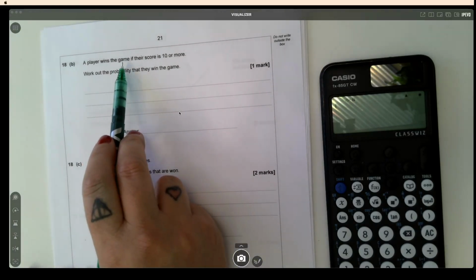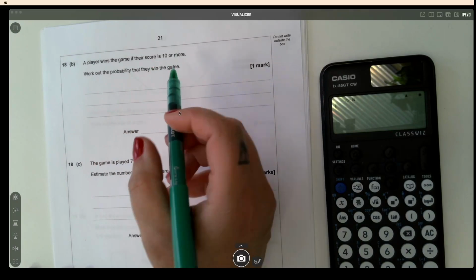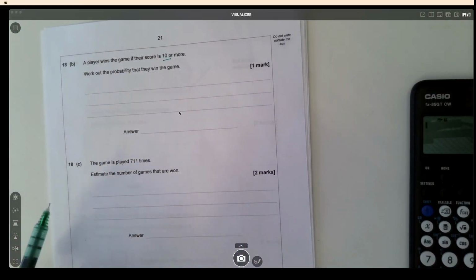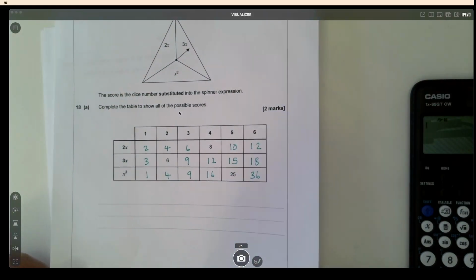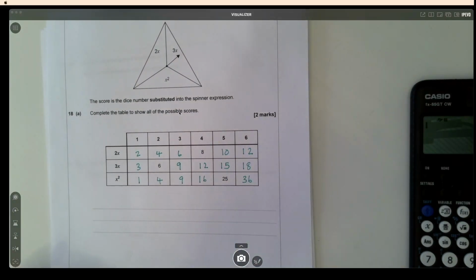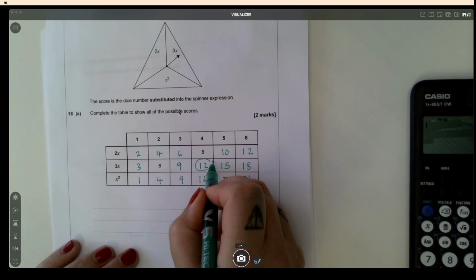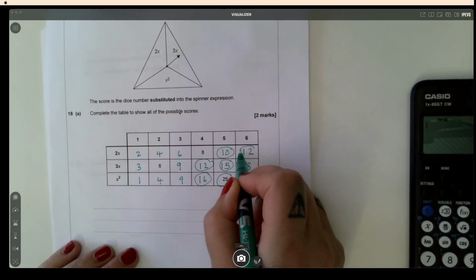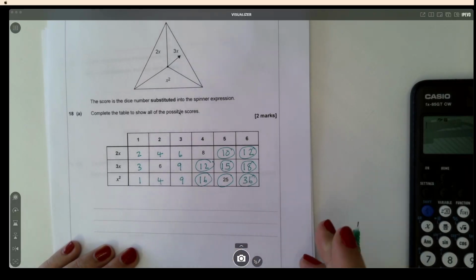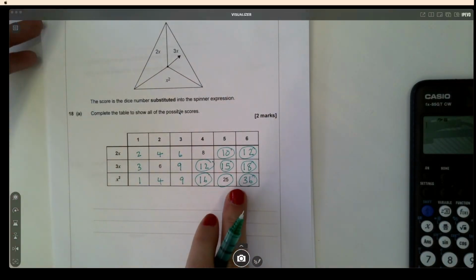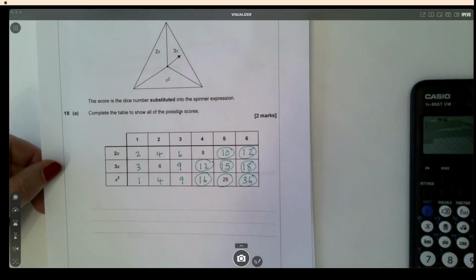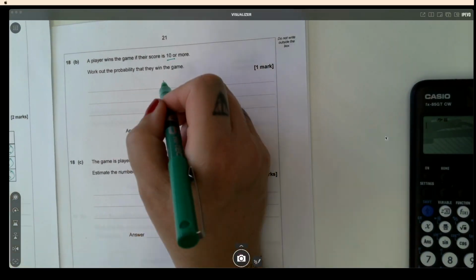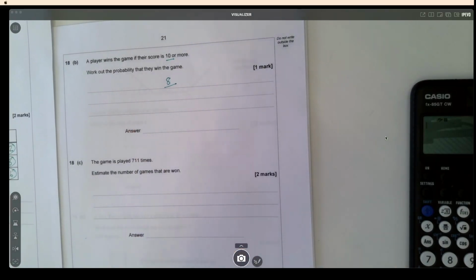18b. A player wins the game if their score is 10 or more. Work out the probability that they win the game. So we need to look back at this table to start off with. We're looking for scores of 10 or more. 1, 2, 3, 4, 5, 6, 7, 8. So there are 8 scores that are 10 or more. So that's going to be the top of our fraction. So 8 that are 10 or more.